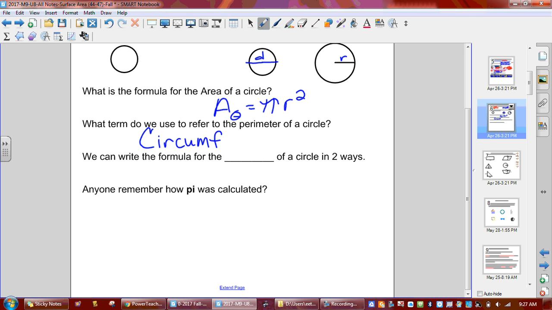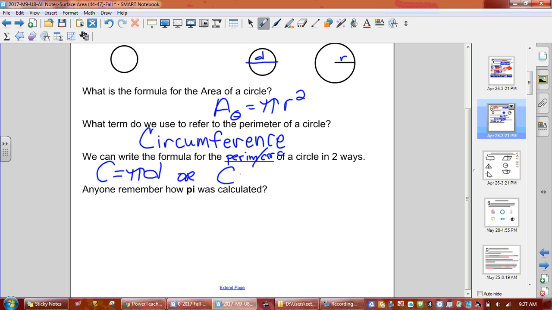All right, so we can write the formula for the perimeter or circumference of a circle in 2 ways. Okay, so there's 2 ways. So circumference is equal to pi times diameter. And how many radii make up 1 diameter? 2 of them. So we could have it saying 2 radius times pi. So 2 pi r. Okay, so 2 pi r. Because the 2 radiuses are equal to 1 diameter. That's why we have 2 different ways.